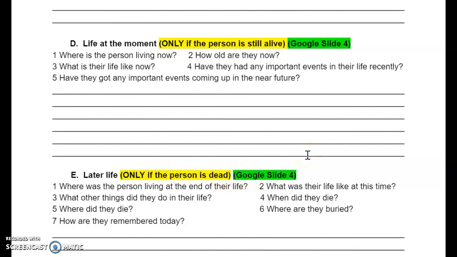Question 1 for E, where was the person living at the end of their life? 2, what was their life like at this time? 3, what other things did they do in their life? 4, when did they die? 5, where did they die? 6, where are they buried? And 7, how are they remembered today?